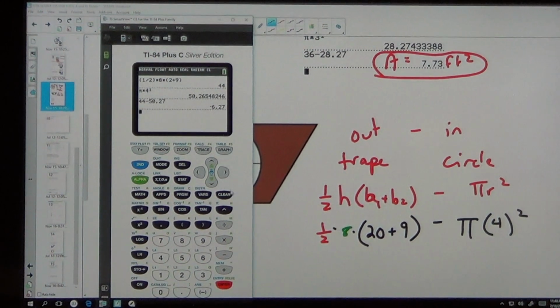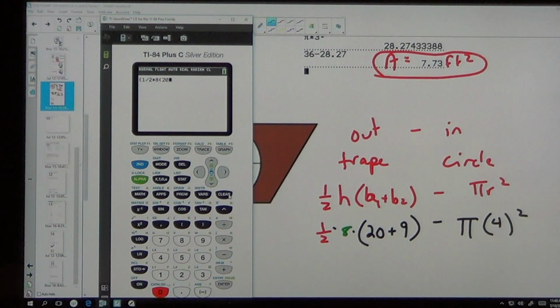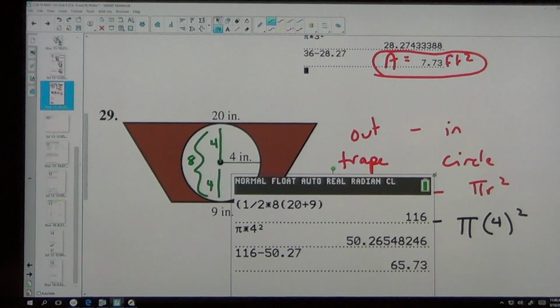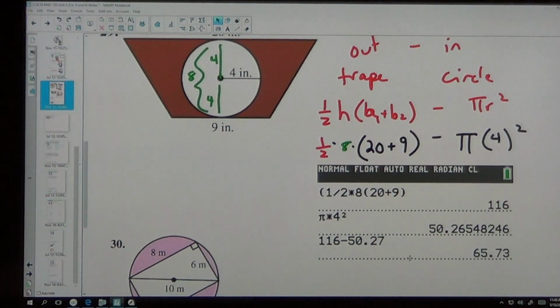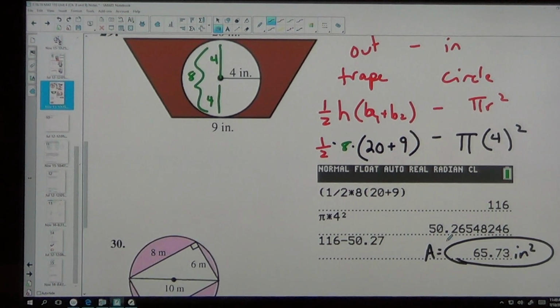I did something wrong. Oh, I didn't put a 0 in, hold on. 1/2 times 8 parentheses 20 plus 9. There's the first answer. And then pi times 4 squared is the second answer. And then I'm going to round that second answer to the nearest hundredth. There's my final answer. And my units are going to be inches squared because it's area. Cool? They're not that bad.